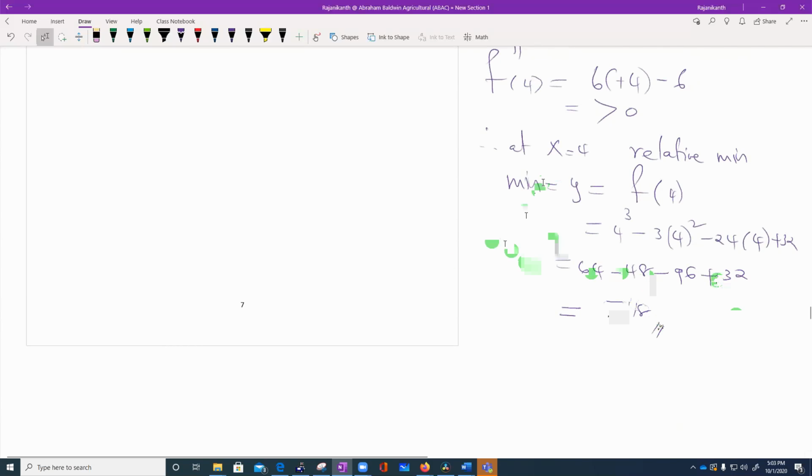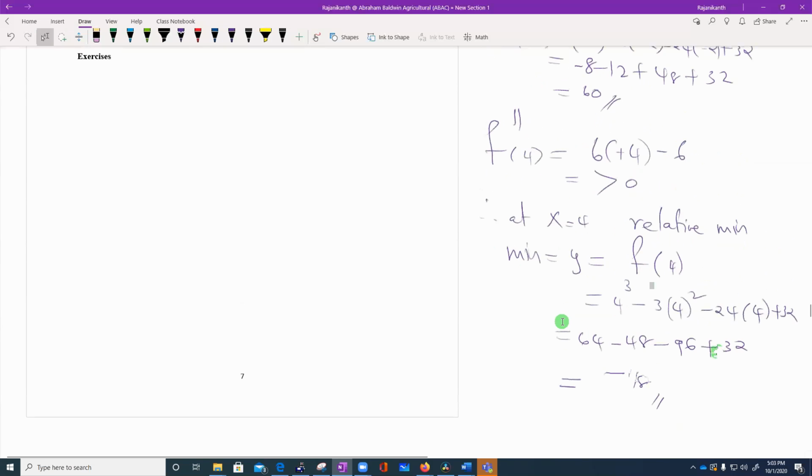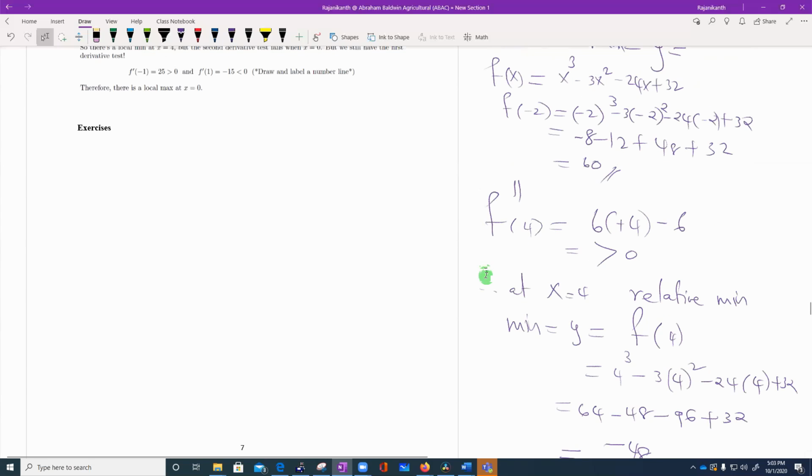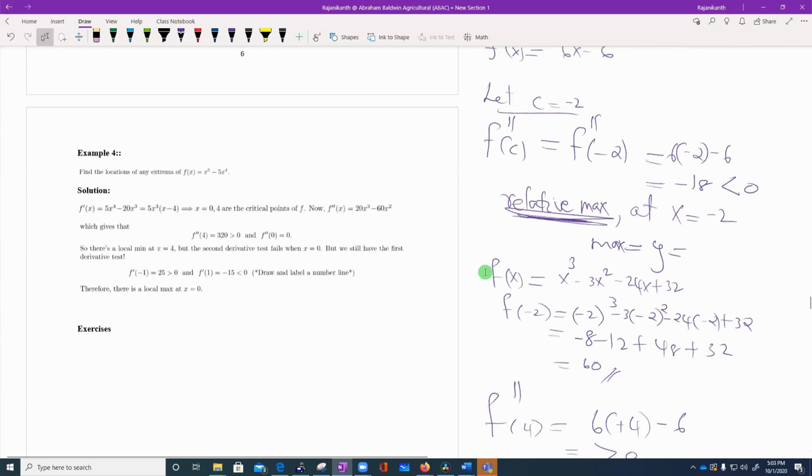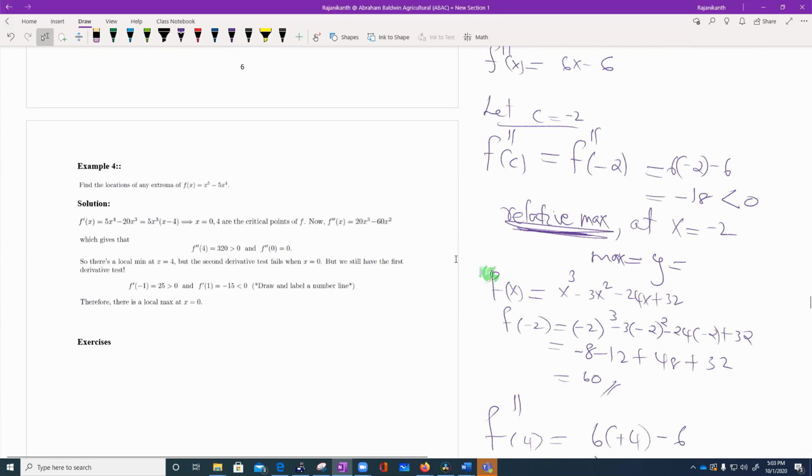So you had to find out the minimum and maximum like this. So which method is easy? Of course, the second derivative is very easy, right? Yeah, the second derivative test is much easier, much easier than the first one.